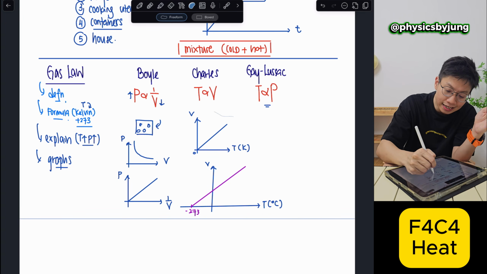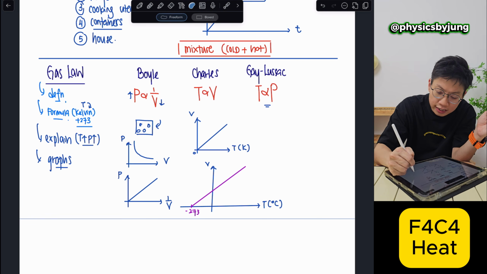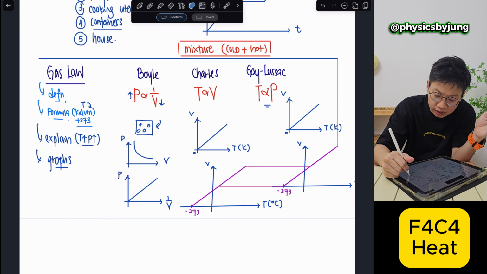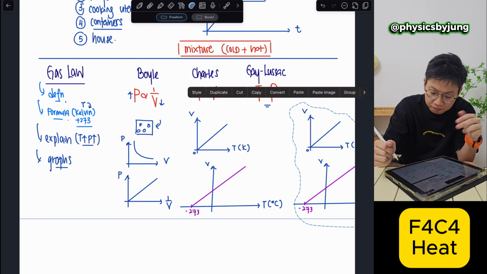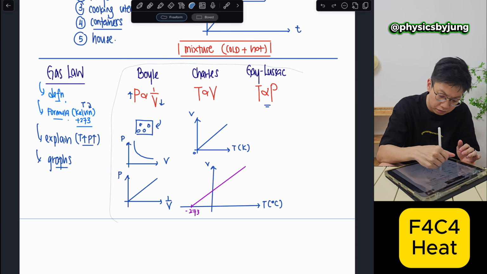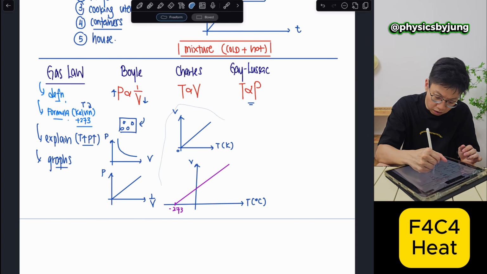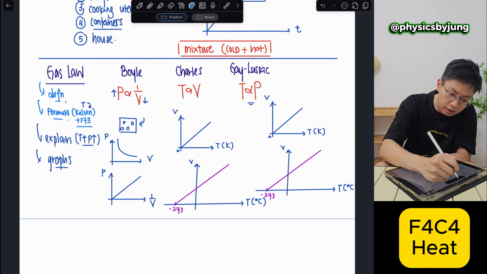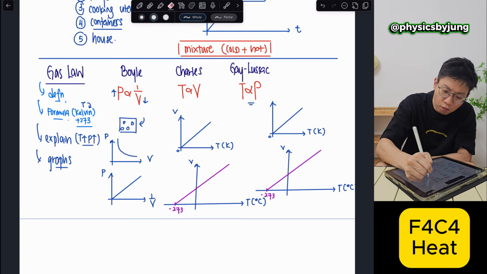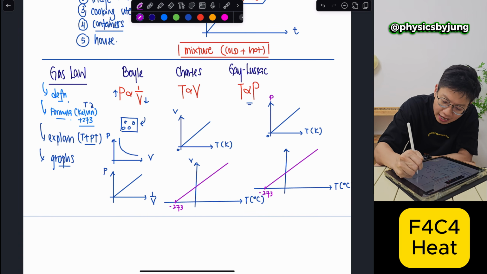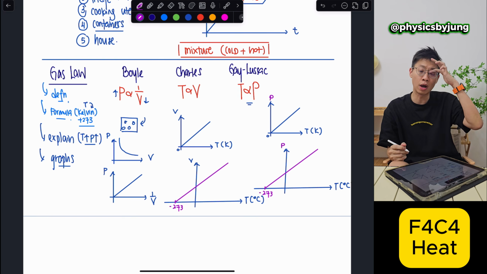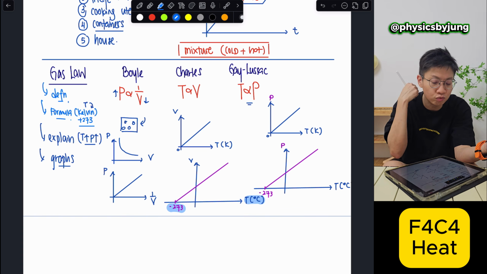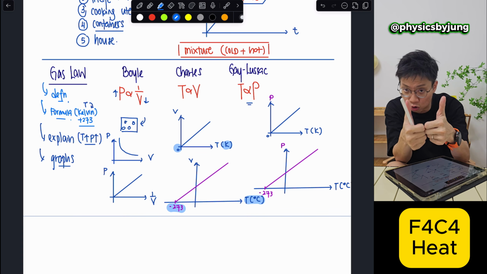It is exactly the same for the case of your Gay-Lussac law. The only difference now is, wait, not enough space. Let me just. So therefore you need to know that instead of V, the y-axis will become P, and they are exactly the same. So I want you to focus on one thing: if it's degrees Celsius, you have to start at negative 273. If it's Kelvin, everything is good, normal.